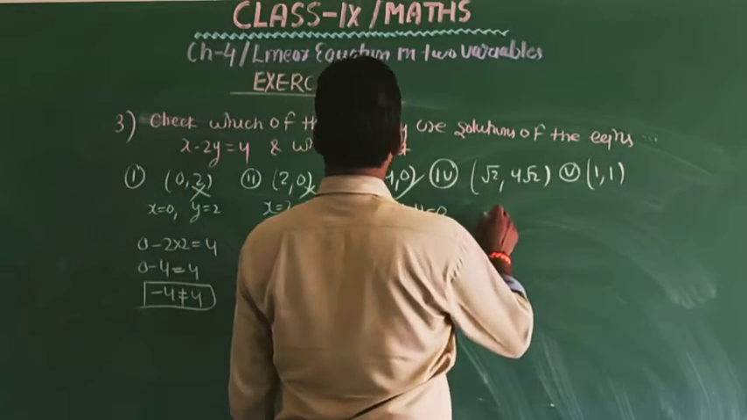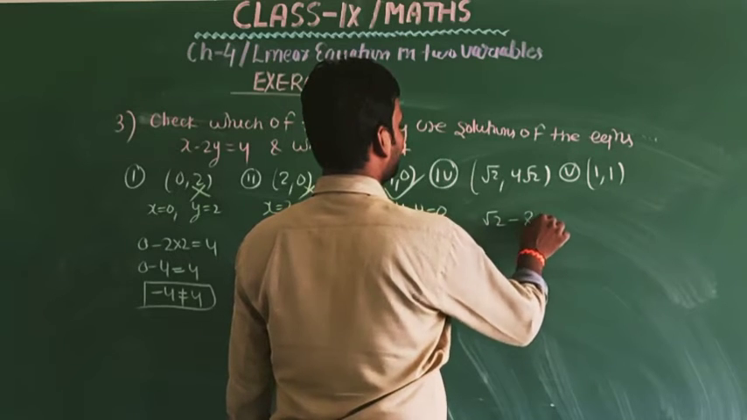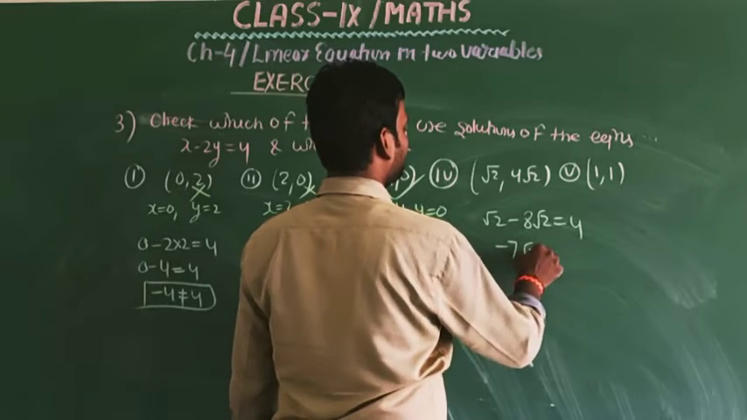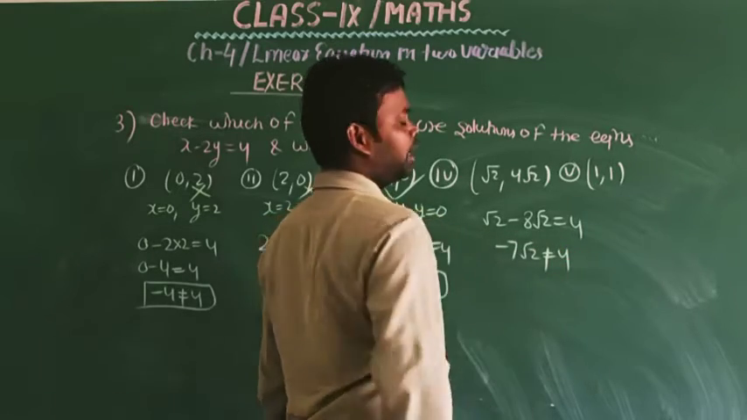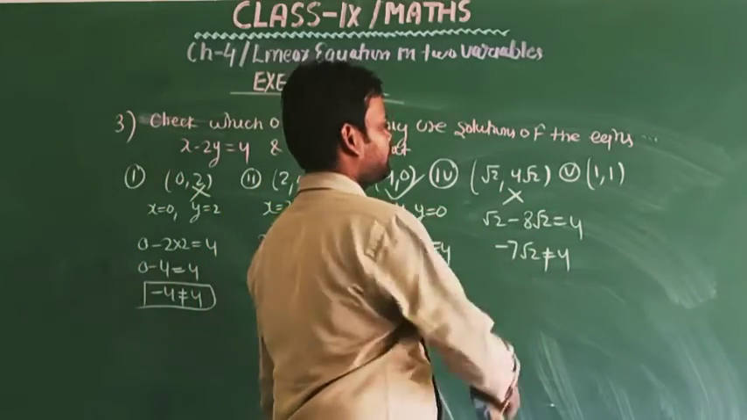Next, here x is root 2. So root 2 minus 8 root 2 equal to 4. This is minus 7 root 2 equal to 4. This LHS is not equal to RHS. So therefore this is also not a solution.